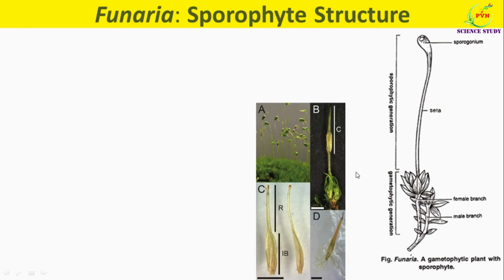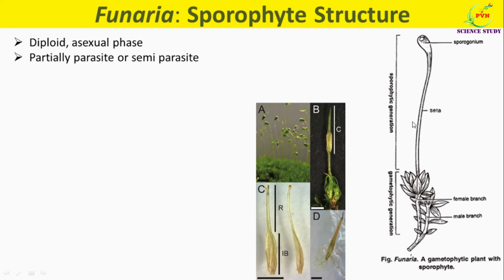First of all, we will see sporophyte structure of Funaria. This is the actual diagram of Funaria, which shows gametophytic generation as well as the sporophytic generation of Funaria. This is the sporophyte of Funaria, and these are the actual photographs of the Funaria sporophyte. Sporophyte of Funaria is diploid asexual phase developed from the zygote. Sporophyte is also known as sporogonium.